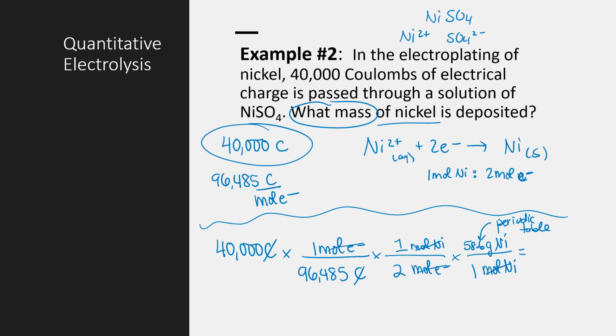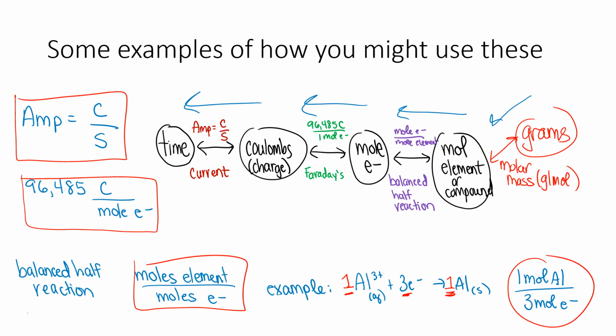So 40,000 divided by 96,485 divided by 2 times 58.6. This would be 12 grams. I'm kind of unclear on the sig figs on this number here, so I'm just going to go with 12 grams as my answer. Notice how this problem did not involve current at all. Time was not mentioned, current was not mentioned. We just went from coulombs to grams. So in this case, we started at coulombs, and we did 3 steps here to find grams.